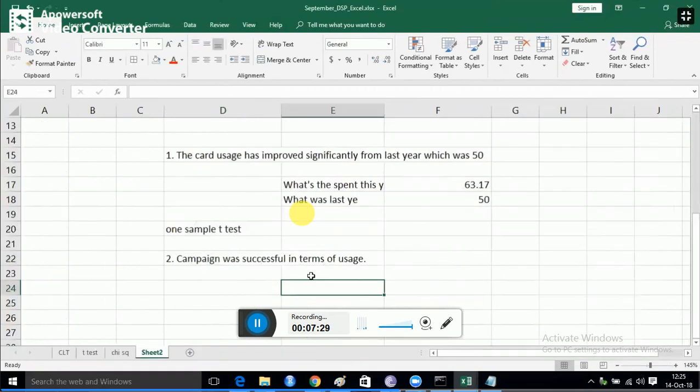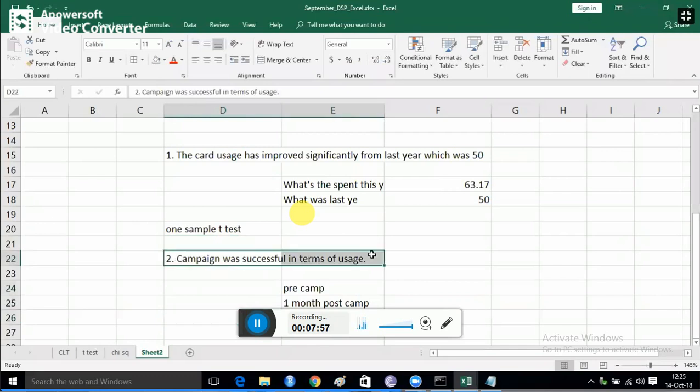So I have pre usage, I have 1 month post, and I have 2 months post campaign. Pre-campaign, 1 month post-campaign, and 2 months post-campaign. Okay. Now, how do we check whether the credit card campaign was successful? How do we check it?